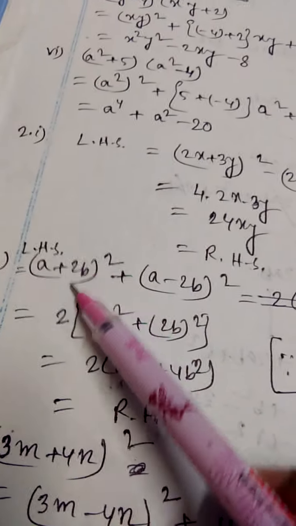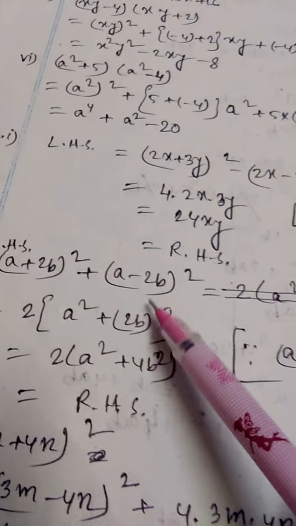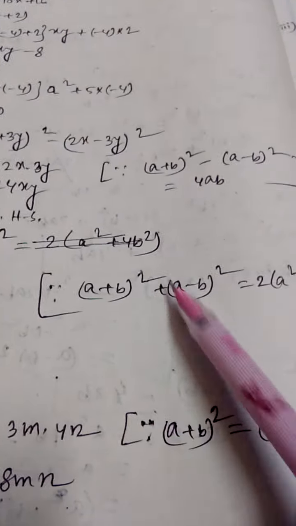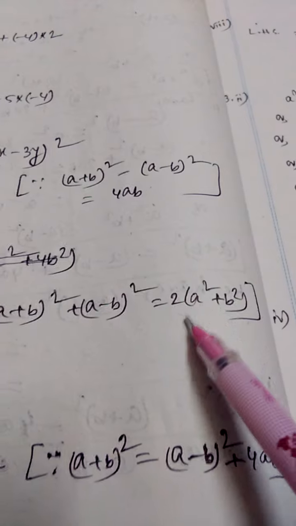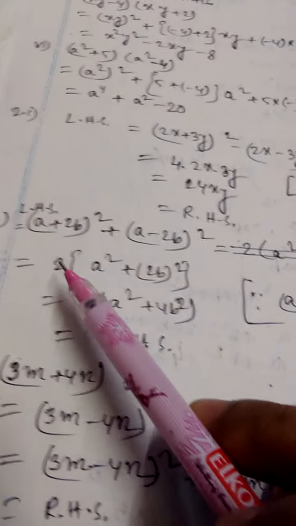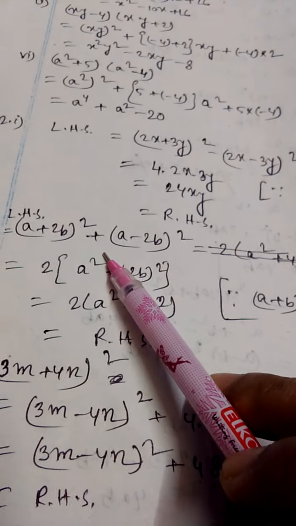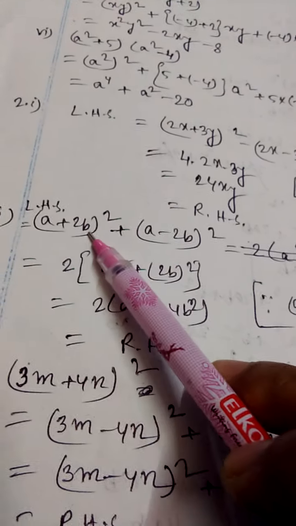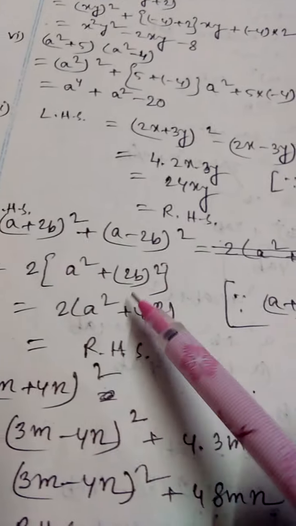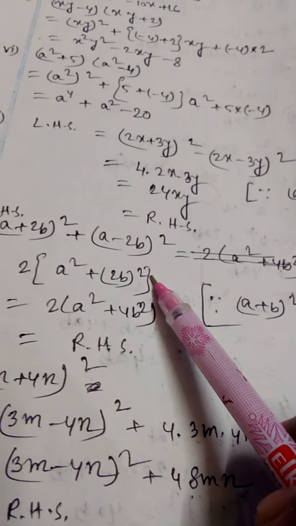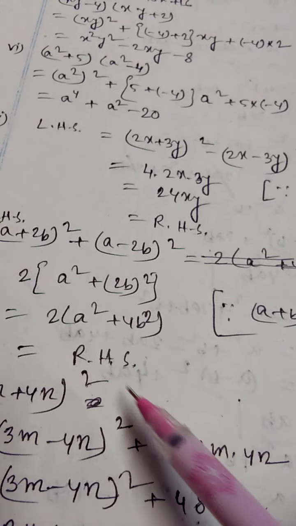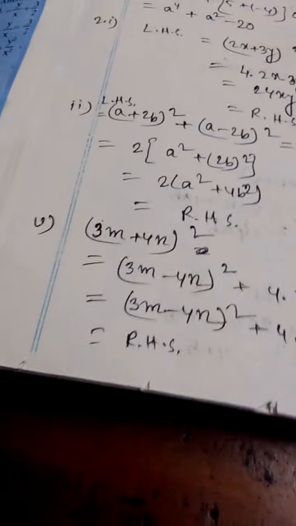Next, problem number 2. Here left hand side equal to a plus 2b whole square plus a minus 2b whole square. Therefore, using the formula a plus b whole square plus a minus b whole square equal to 2 into a square plus b square, we may write this equal to 2 into a square plus, in the place of b, here 2b is written, therefore 2b whole square equal to 2 into a square plus 4b square, and this is equal to right hand side.